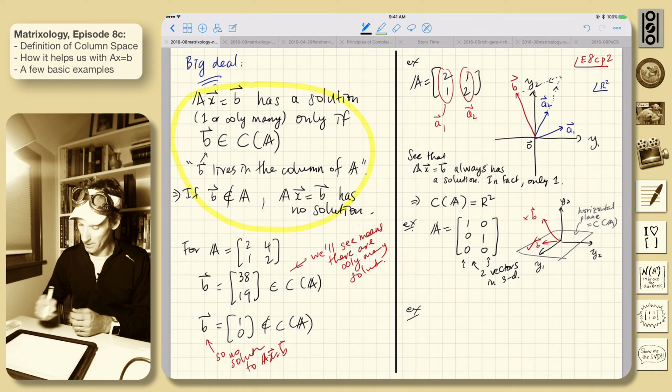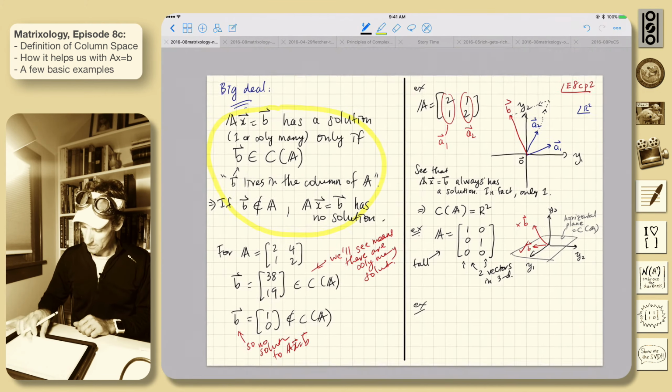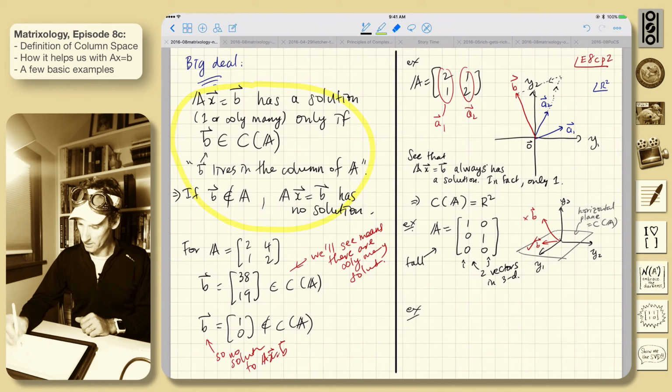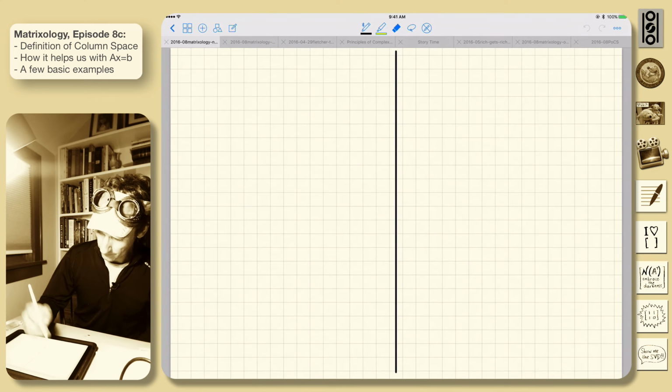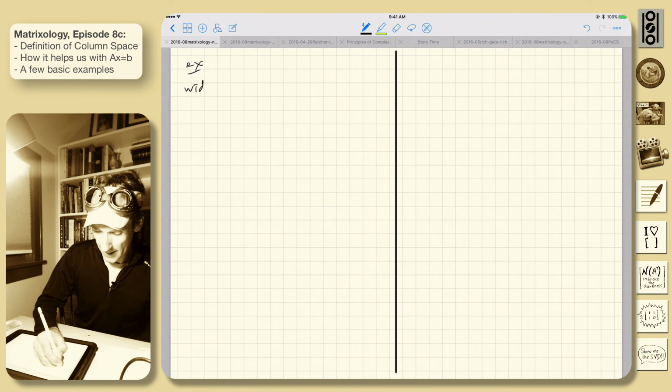Another example would be, so that was a taller rectangle. So this is tall. And I'll just put in the next slide. So a tall one. Yeah, another example would be a wide A.